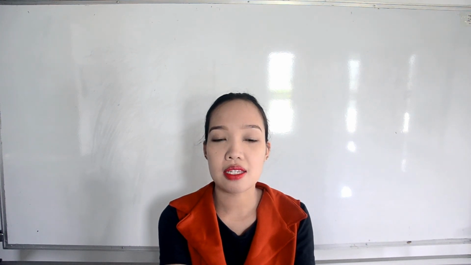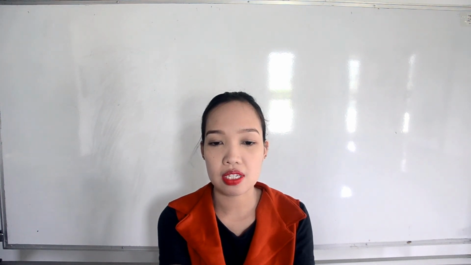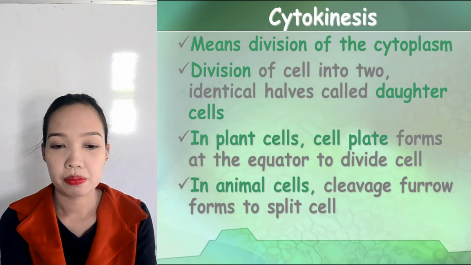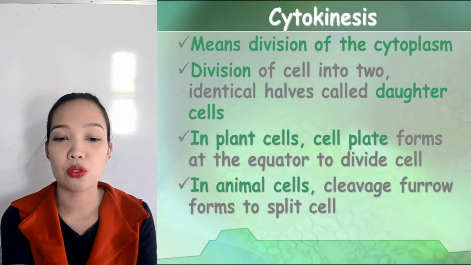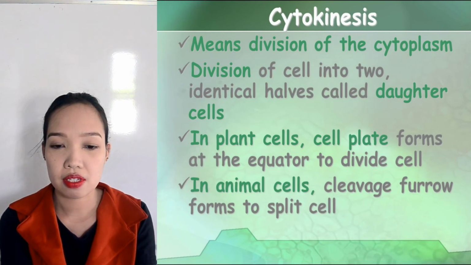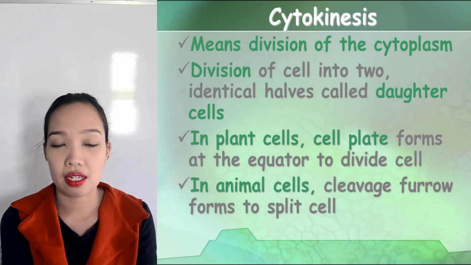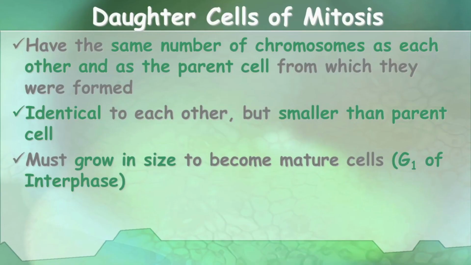Now, the last stage of the cell cycle, which is the cytokinesis, means division of the cytoplasm. It is the division of the cell into 2 identical halves called daughter cells. In plant cells, cell plate forms at the equator to divide the cell. In animal cells, cleavage furrow forms to split the cell. The daughter cells of mitosis have the same number of chromosomes as each other and as the parent cell from which they were formed.